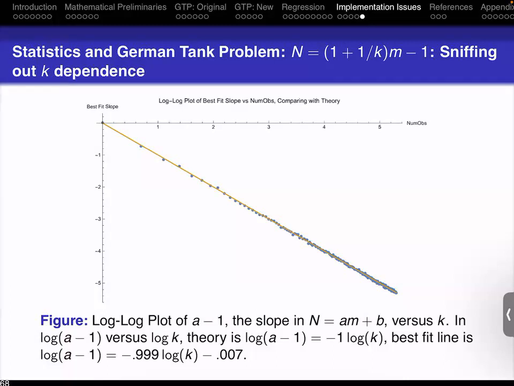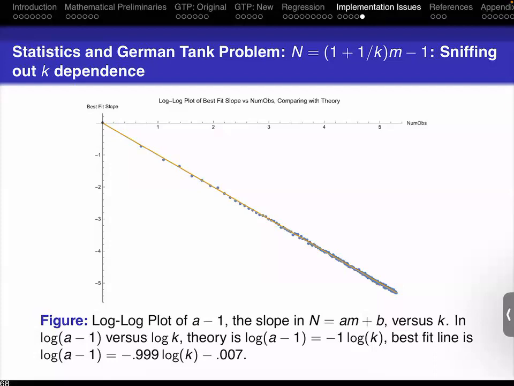Now, the slope is supposed to be 1 plus 1 over k. If I subtract 1, I get 1 over k. What's the log of 1 over k? So who remembers their log laws? The log of 1 over k is minus log k. So if I'm plotting the log of a minus 1 versus the log of k, I'm plotting negative log of k versus log of k. Oh, that's basically a line with slope negative 1.